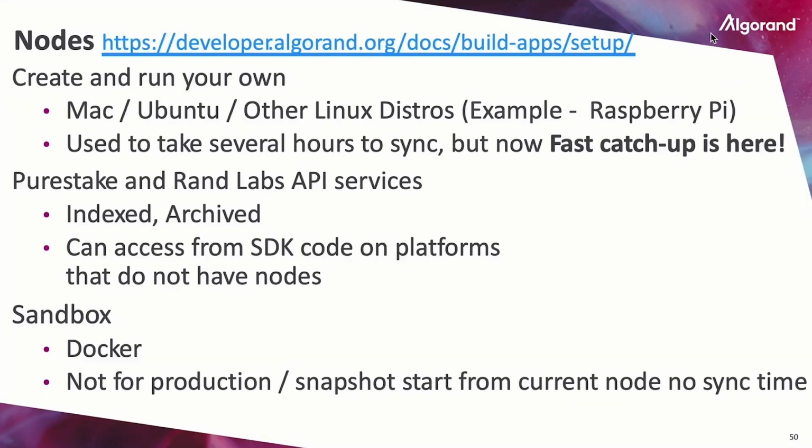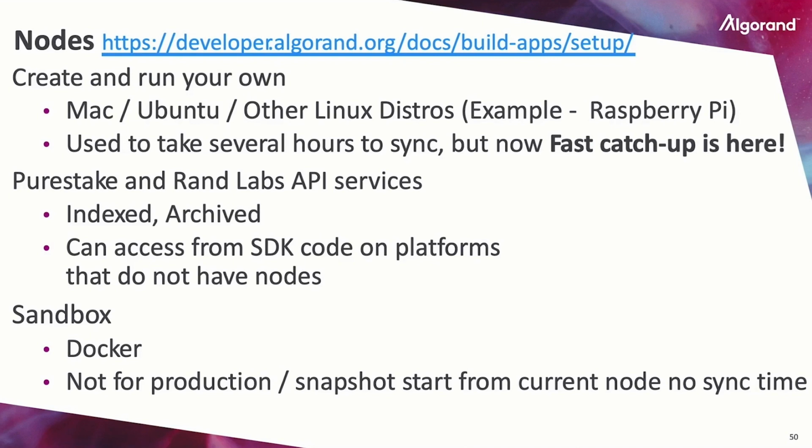And then once you get started setting up your node, you've got the ability to create nodes on a Mac, other Linux distros, for example Raspberry Pi. You can actually do it on Windows now too. I've got to update this slide. That was a community contribution to our blockchain. This used to take several hours to build your own node, but now there's another feature called Fast Catch-up, and within minutes your node will be ready to go and you can start using it to do transactions.